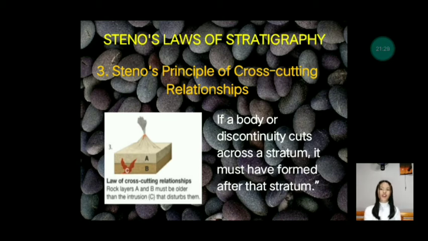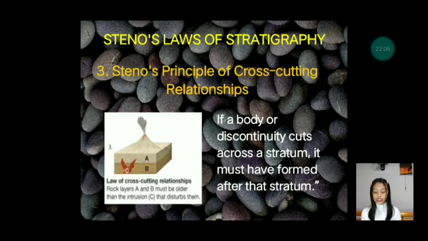Steno's principle of cross-cutting relationship: if a body or discontinuity cuts across a stratum, it must have formed after that stratum. This principle is essential in studying all kinds of rocks, not just sedimentary ones. With it, we can untangle intricate sequences of geologic events such as folding, deformation, and emplacement of dikes and veins.